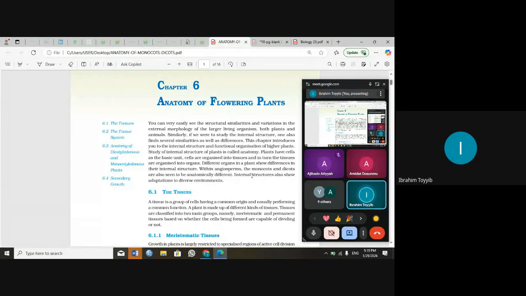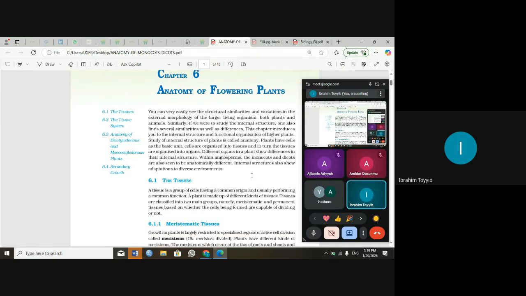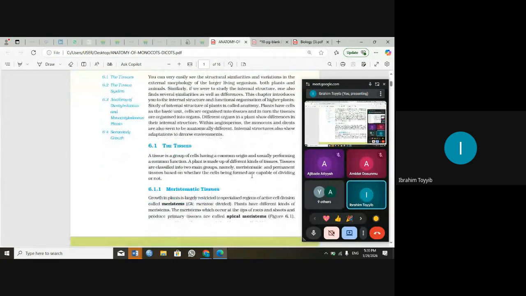Physiology is the study of functions of the internal structure. So that's the difference between anatomy and physiology. So anatomy and morphology, they are similar. Morphology is like physical appearance, just like phenotype.